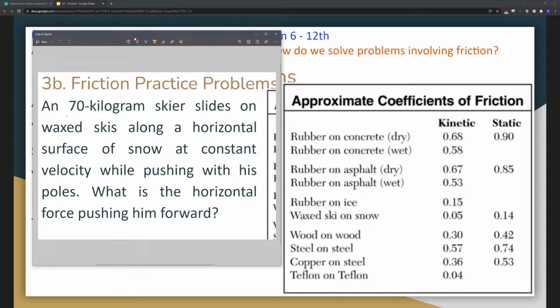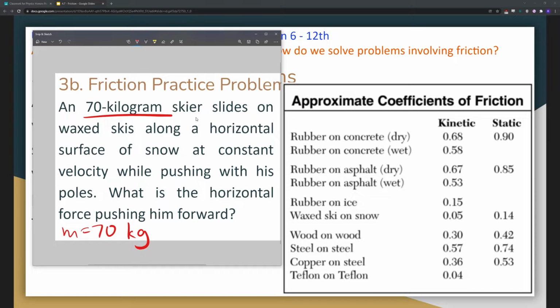We've got a 70 kilogram skier, and that's his mass. The skier slides on wax skis on a horizontal surface of snow.